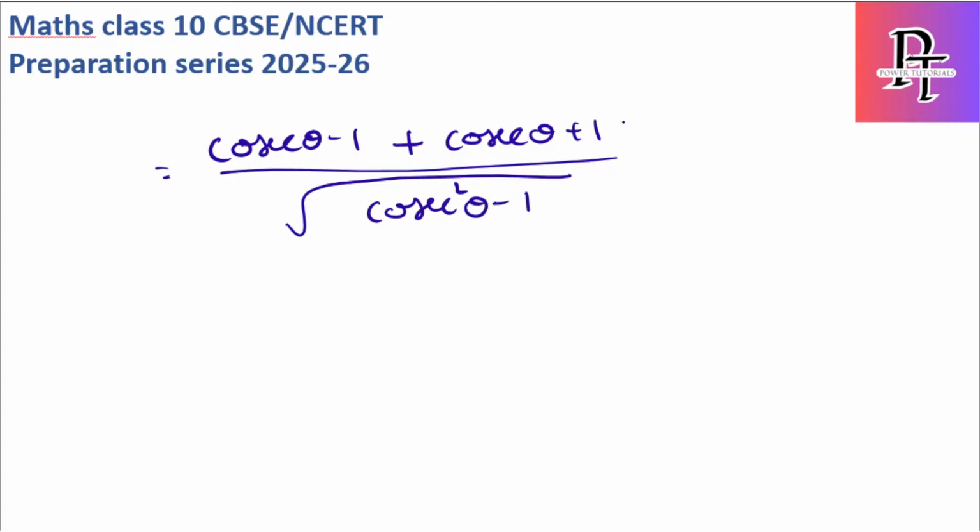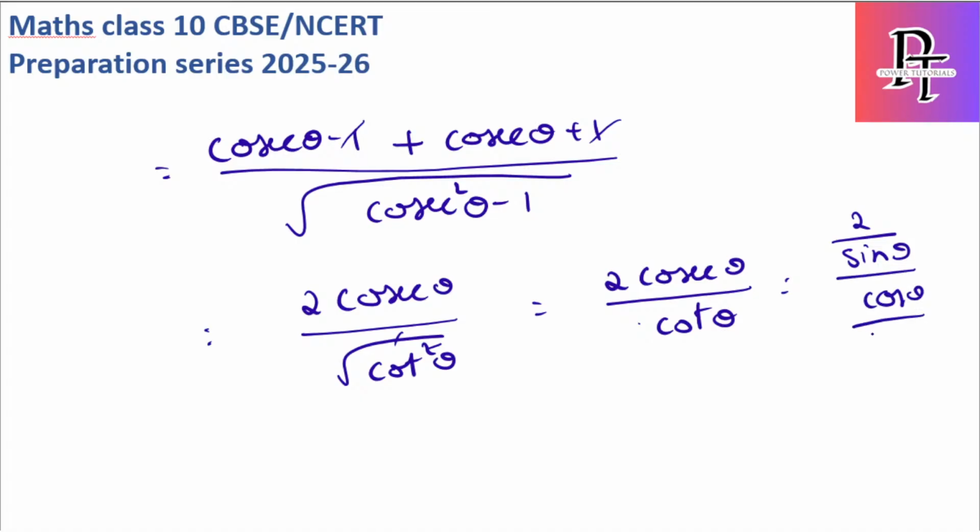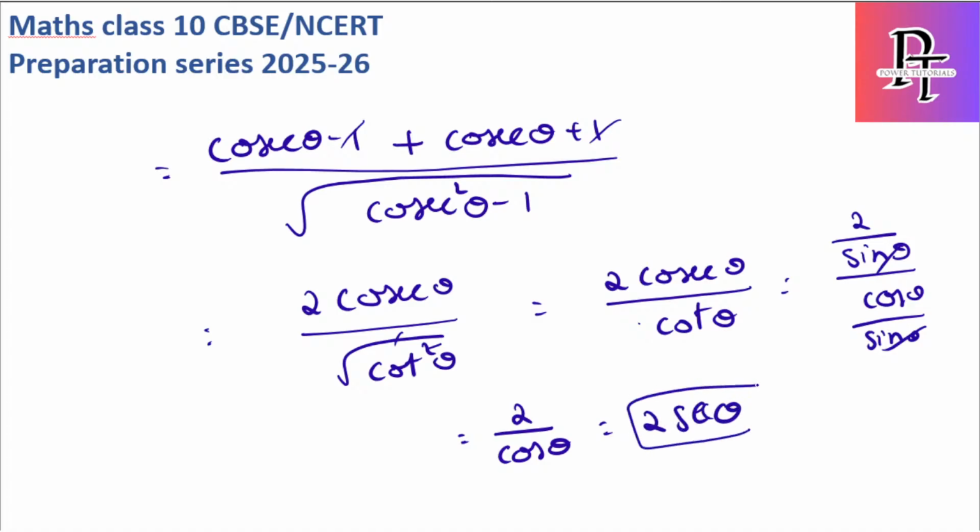Okay, so 1 gets cancelled out, so the final answer will get as 2 cosecant theta. What is cosecant square theta minus 1? Cosecant square theta minus 1 is cot square theta, so root cot square theta. So this square and root gets cancelled out, you will get 2 cosecant theta by cot theta. So what is cosecant theta? Cosecant is 1 by sine, cot theta is cos by sine. So sine gets cancelled out. The final answer is 2 by cos theta, which is nothing but 2 secant theta, so which is our RHS.